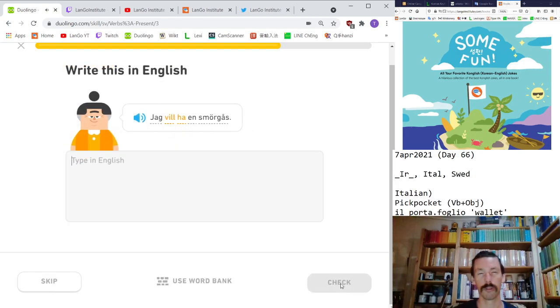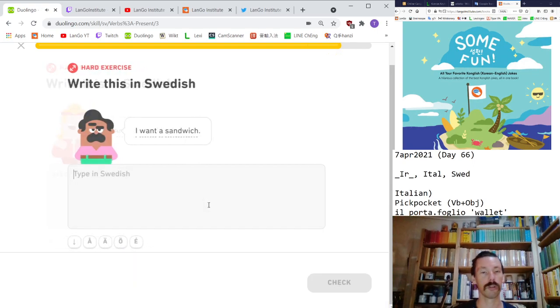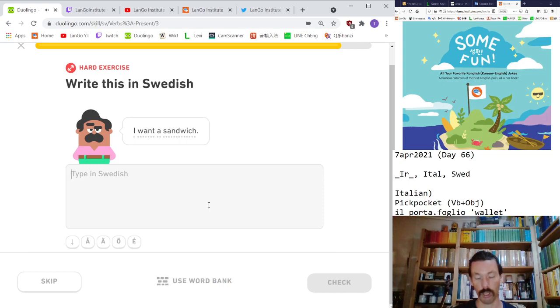Jag vill ha en smörgås. It's the infinitive of to have. Looks like the Italian verb. That's a chance resemblance, not cognate. Jag vill ha, I want to have. I want, we can drop the have in English. And smörgås, a sandwich. Are you working? Just two words. Work, you. Arbetar du. I want. We're going to add the verb have. Jag vill ha. Vill seems to be really just an auxiliary verb and not a transitive one.